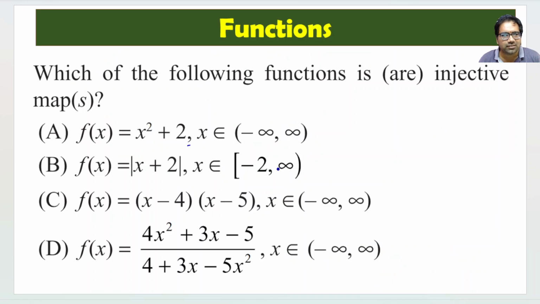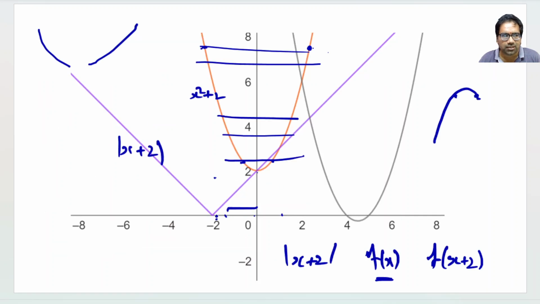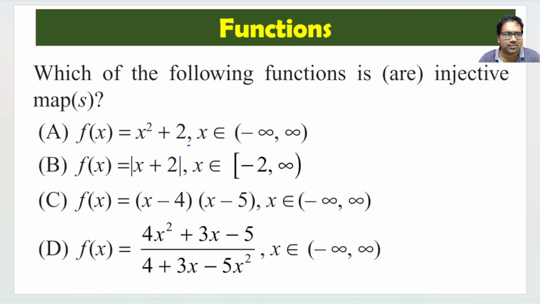Now, what is the domain that is given? Minus 2 to infinity. Okay, so only this part of it. Only this part of it. So it is continuously increasing, right? For any two different values of x, you will never get the same value of y because it is continuously increasing. So this is 1-1. This function is 1-1. This is an injective map.